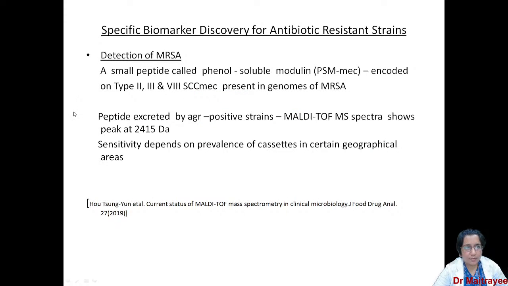In addition, we can also use specific biomarker discovery for antibiotic-resistant strains. This also has not been studied considerably. However, there is literature on the detection of MRSA: a small peptide called phenol-soluble modulin, which is encoded on type 2, type 3, and type 8 SCCmec present in genomes of MRSA, can be detected directly without culture-based techniques. The peptide is excreted by agr-positive strains, and MALDI-TOF MS spectra show a peak at 2415 Dalton. However, the sensitivity depends on the prevalence of this cassette in certain geographical areas.